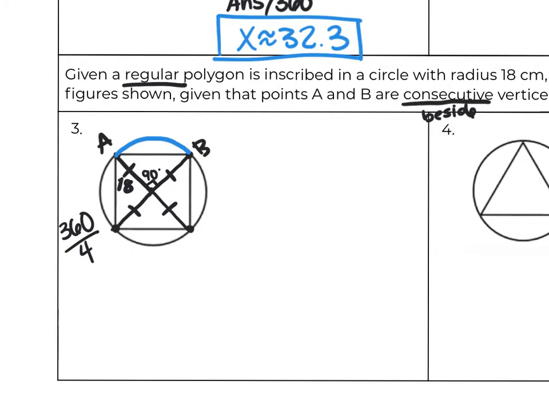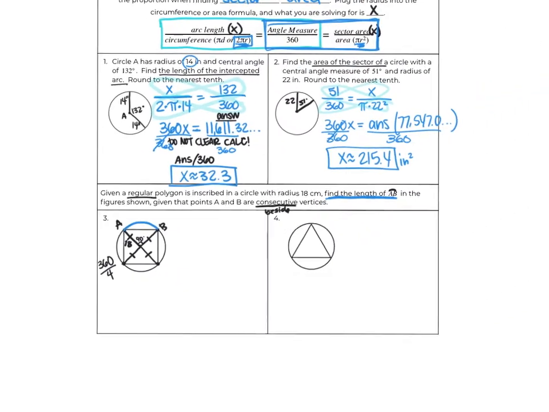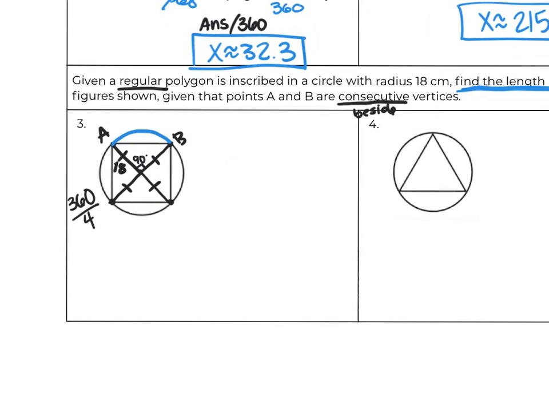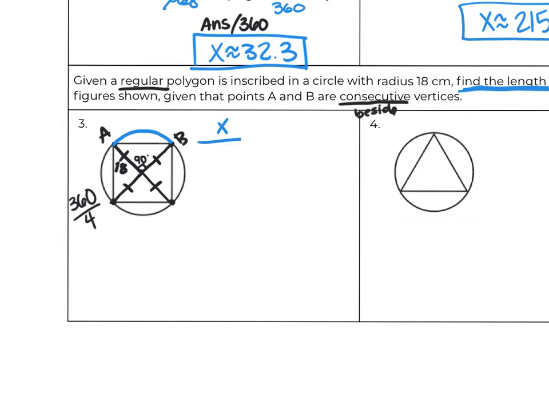Now I have enough to solve my proportion. So I would do its arc length. So I want to do the left side of the proportion. So this is my x. Arc length here is a proportion of the circumference. So I want to do my formula using radius. So 2 times pi times 18 equals the angle out of 360. So angle measures 90 out of 360, and now cross multiply. So now you solve just like we did on 1 and 2.